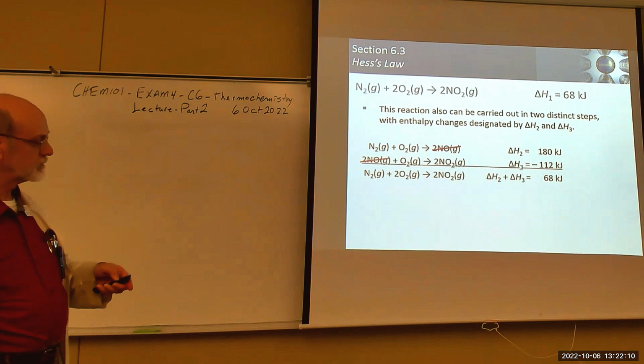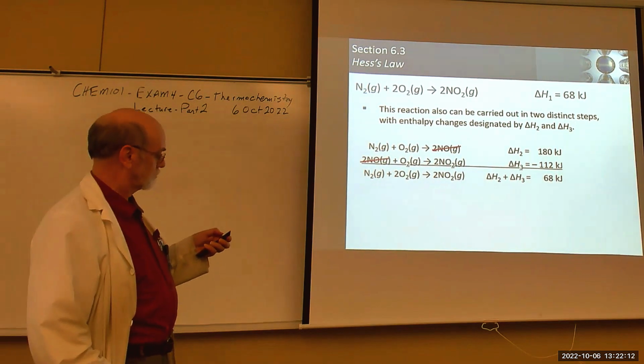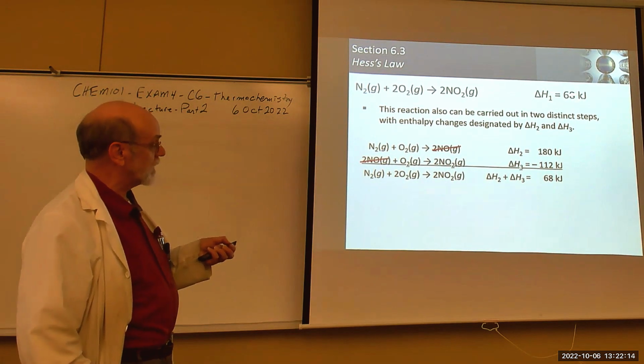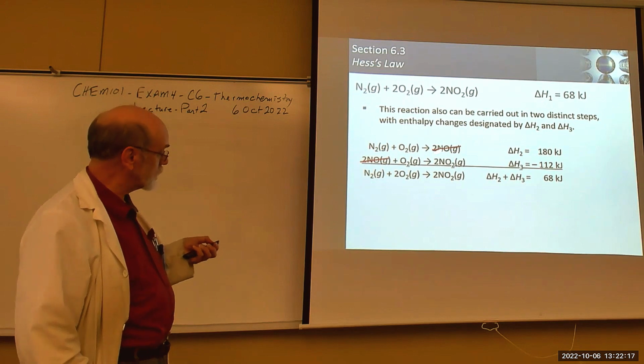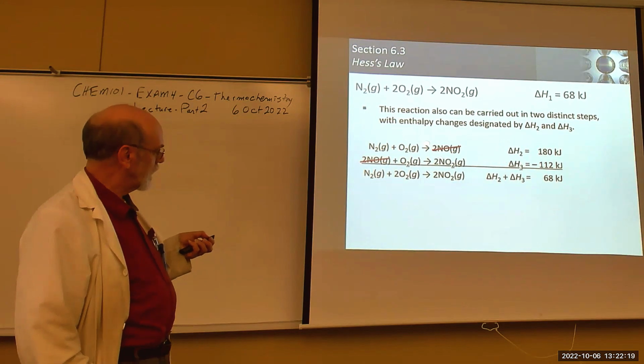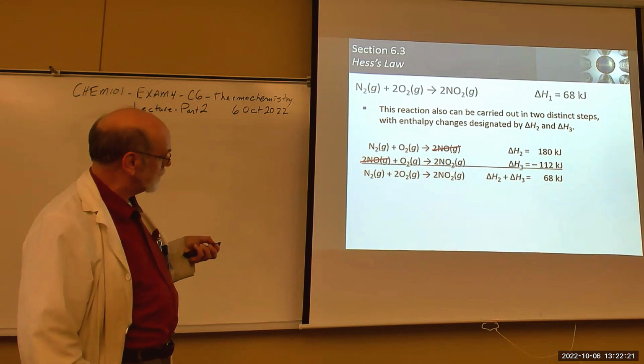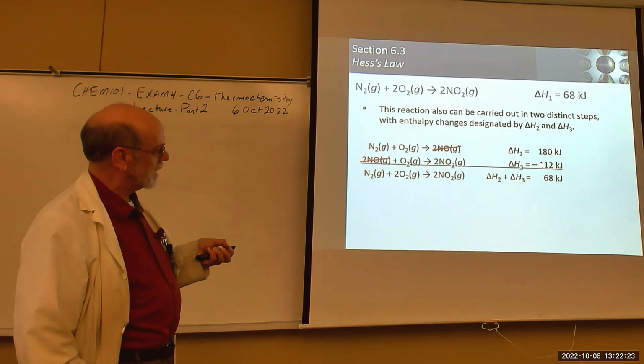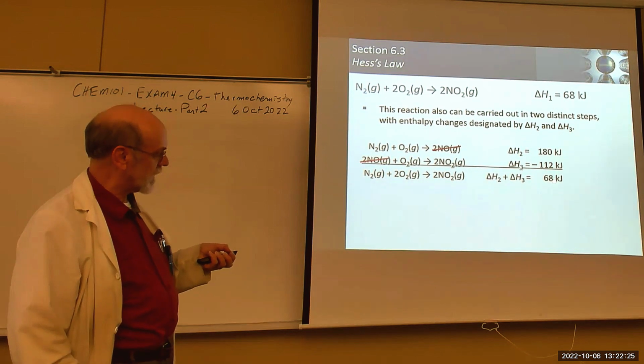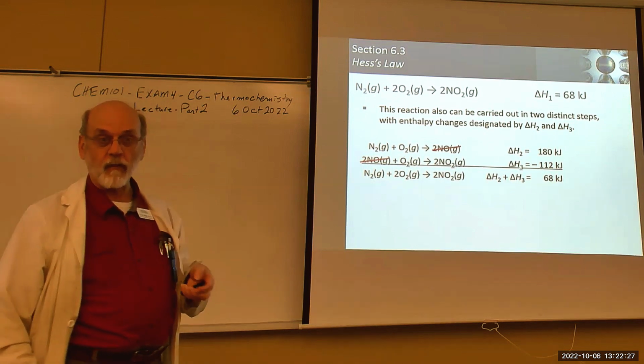So we could have not known this value and just said, okay, we know this one, we know that one, and we know that when we add them together, we get the target equation. Then when we add these together, we know we get the exact value, and that would be put in here.